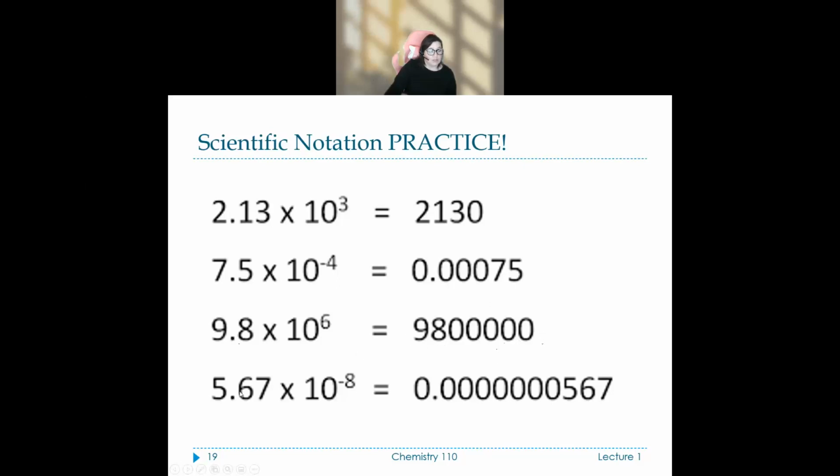Okay, 5.67 times 10 to the minus 8. Again, I need to have a bunch of zeros out the front, and that should be 7 of them that I need to add. So 5.67, I move from here 1, 2, 3, 4, 5, 6, 7, 8. And this is the number I end up with. Okay?